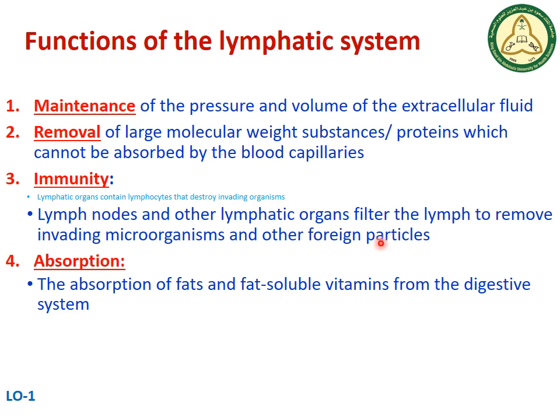Then the fourth function is the absorption of fats and fat soluble vitamins from the digestive system. This lymphatic system has a very wonderful lacteal system inside the villi of the small intestine that actually absorbs the fatty material from the digestive system. What you eat, the fat is absorbed through those lacteals that are part of the lymphatic circulatory system. So that fat then goes into your circulation later on.